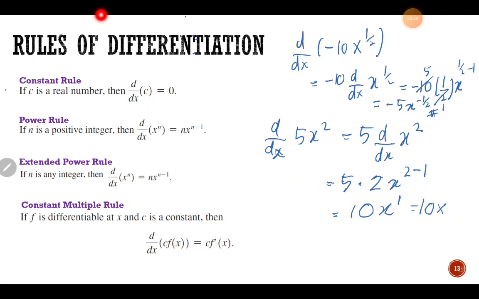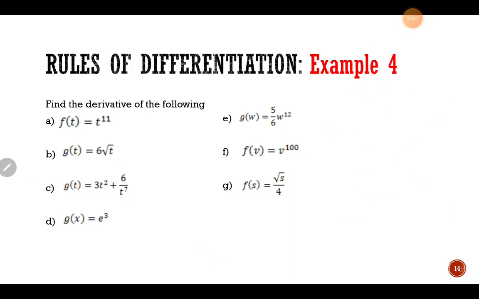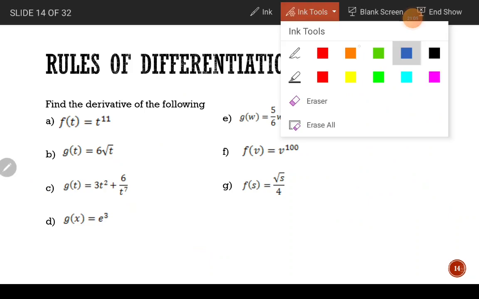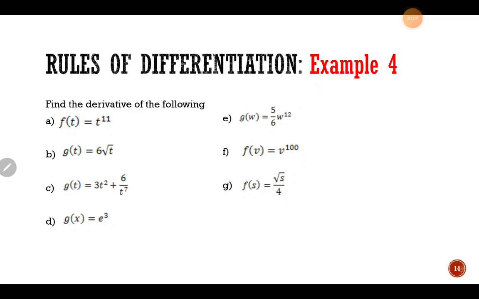Alright. Okay. So, now we have the final example 4 here. Can we solve this quickly? Hopefully semua orang boleh faham dah sekarang. T kuasa 11. So, F prime T dia senang je lah. 11 turun bawah. T kuasa 10. That's it. Okay. GT.